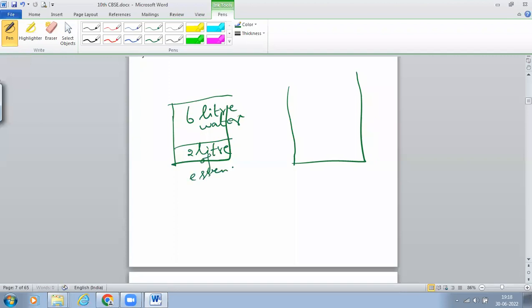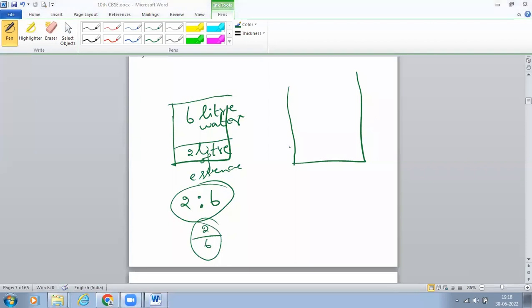Are you able to understand this one? Now, what is the ratio of essence to water? How will you write the ratio of essence to water in this particular mixing? Is it 2:6? Yes, 2:6. So we can write the ratio in this form 2:6, or we can write it as 2/6. A ratio can be expressed in the form of division also.